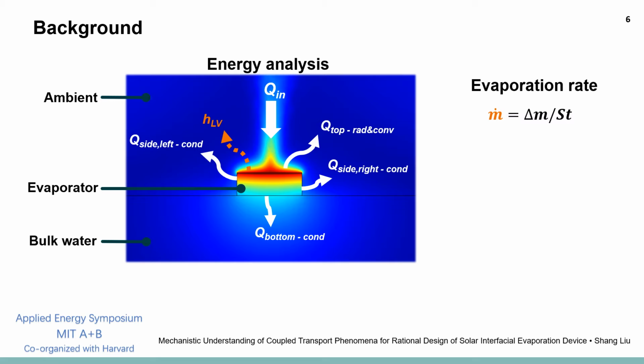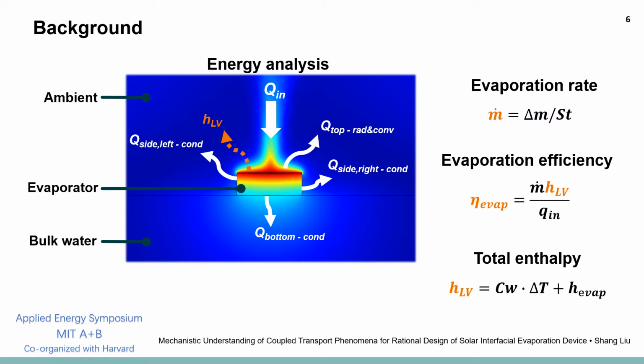The evaporation rate and evaporation efficiency are the two key parameters to evaluate the evaporation performance. The evaporation rate is defined as the evaporation mass loss per unit area per unit time, and the evaporation efficiency is the ratio of the energy used for evaporation to the total energy incident on the system.